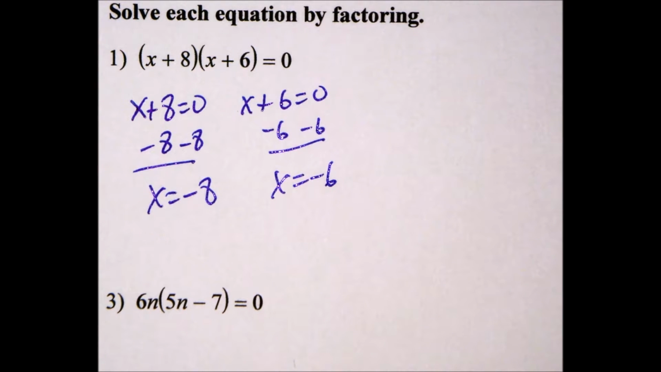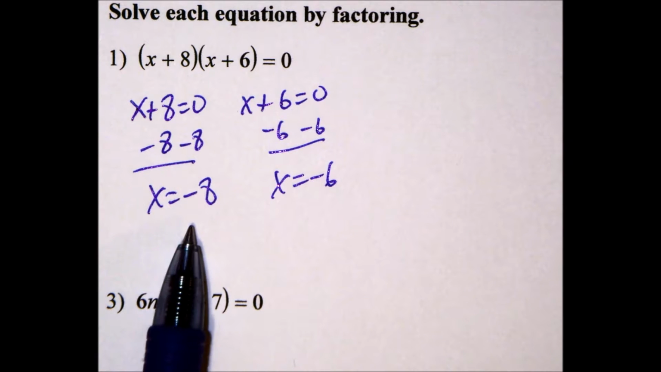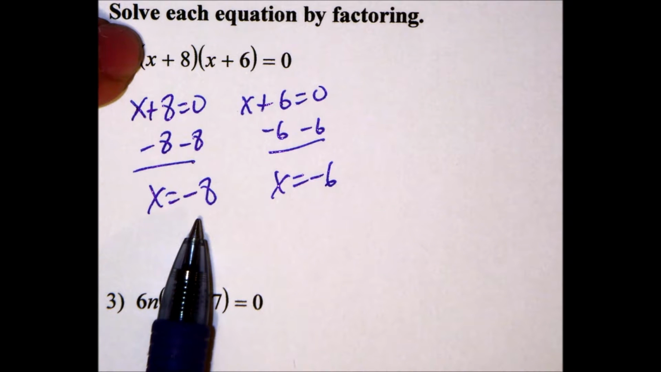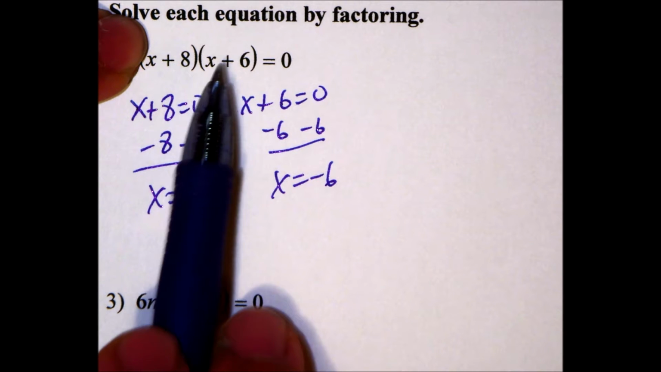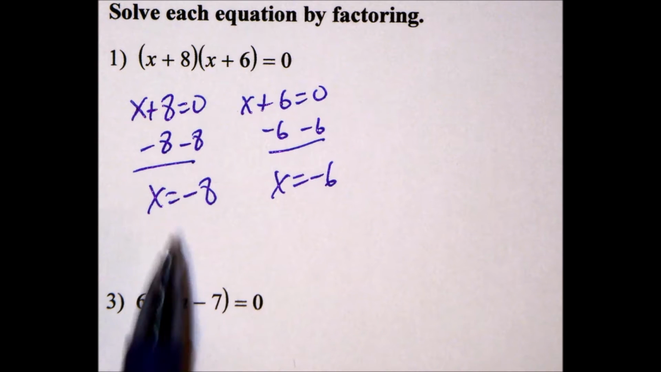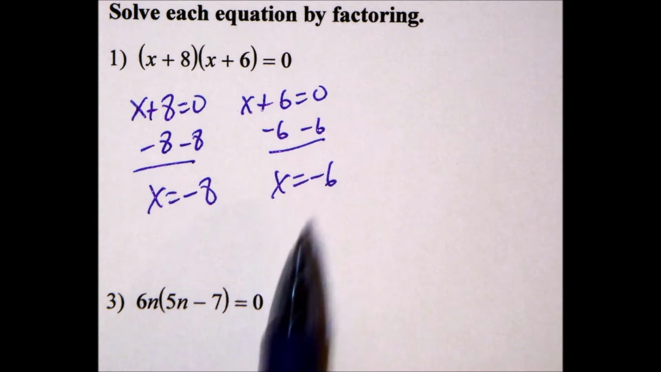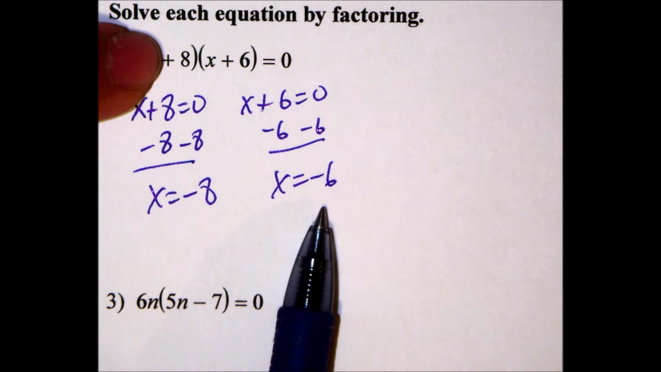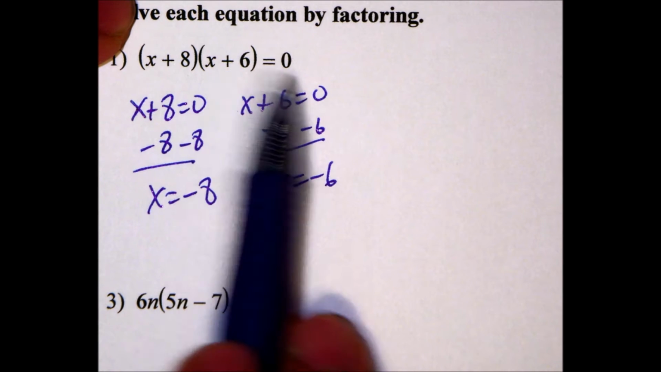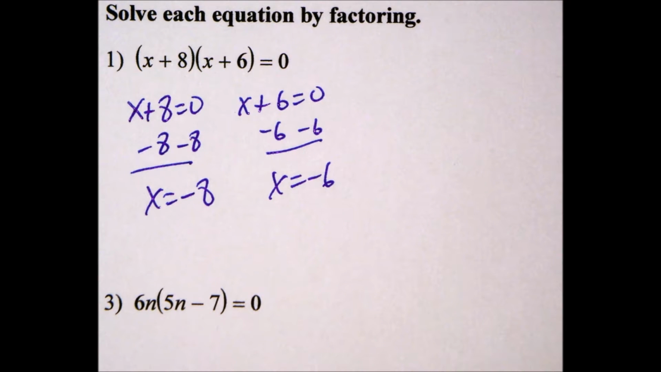That's it. So what does this mean? That means this value makes this statement true. I plug in negative 8. That'd be negative 8 plus 8, which would be 0. 0 times, and then I plug in negative 8 over here. Negative 8 plus 6 is negative 2. 0 times negative 2 is 0. So negative 8 makes this a true statement. If I plug in negative 6, negative 6 plus 8 is positive 2. Negative 6 plus 6 is 0. Positive 2 times 0 is still 0. So both values make the original equation true. So those are my solutions.